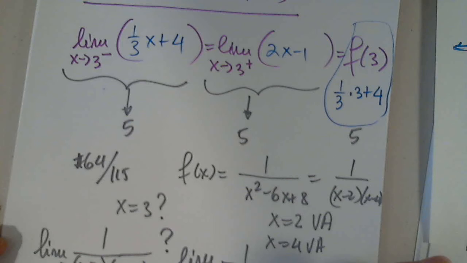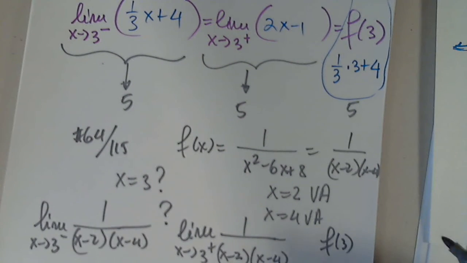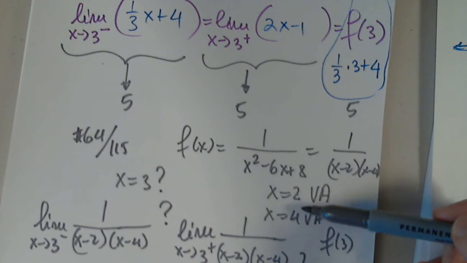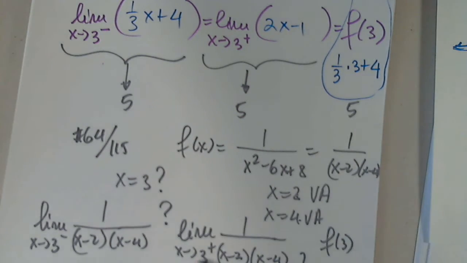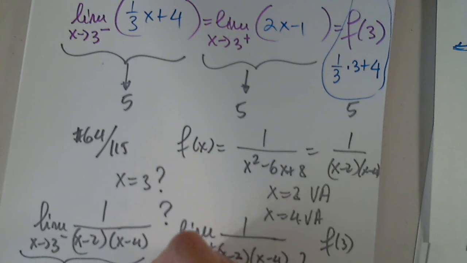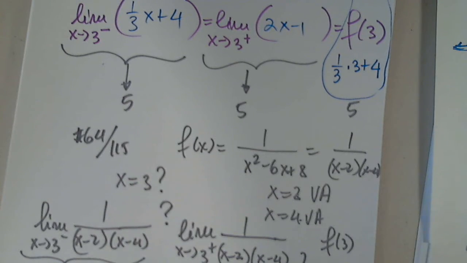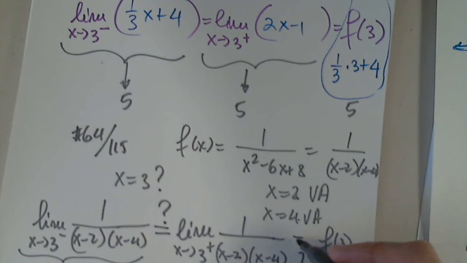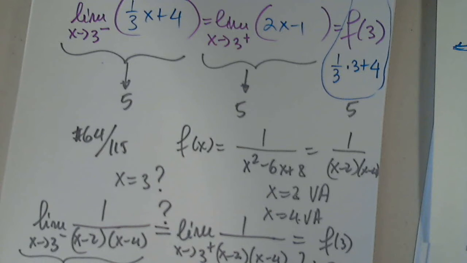And I don't know if this equals f of 3. Yes, all of them have to be the same, because 3 is not 4 or 2. So 3 minus 2 is 1, but 3 minus 4 is negative 1. So this is negative 1. Same thing, there is no change, negative 1. So these two are equal, and of course there is no change, negative 1.